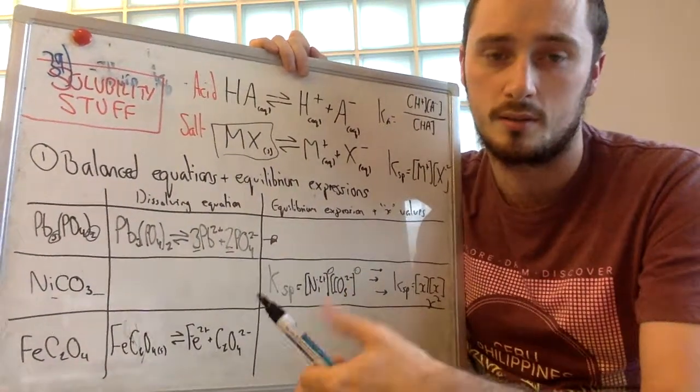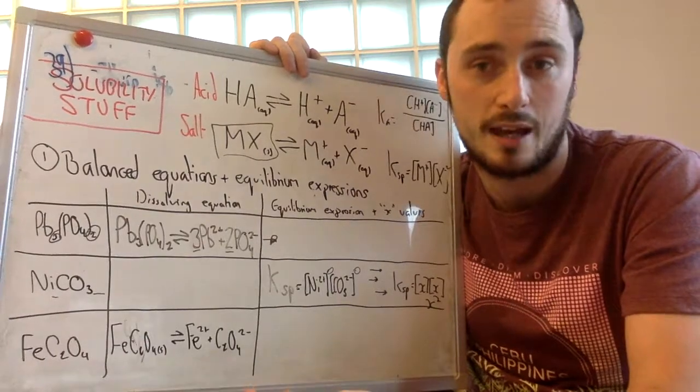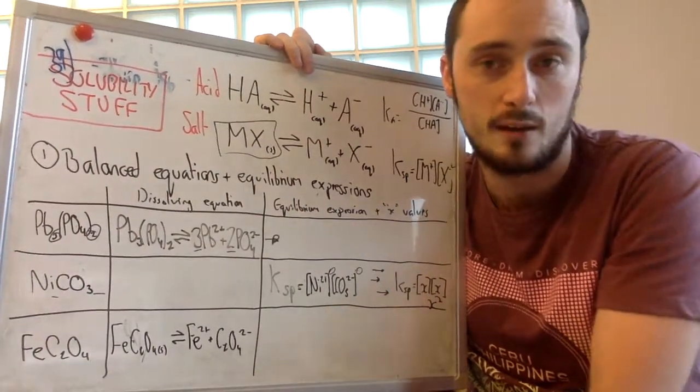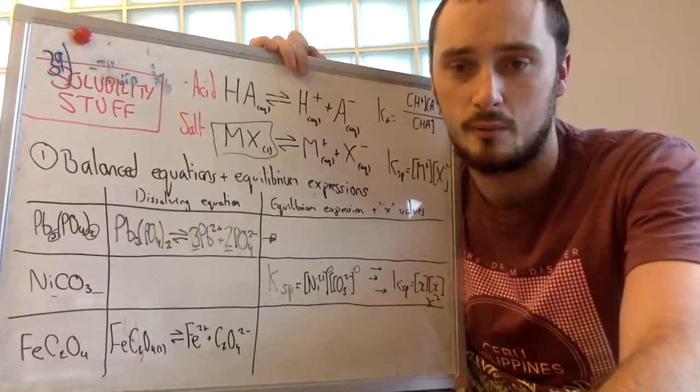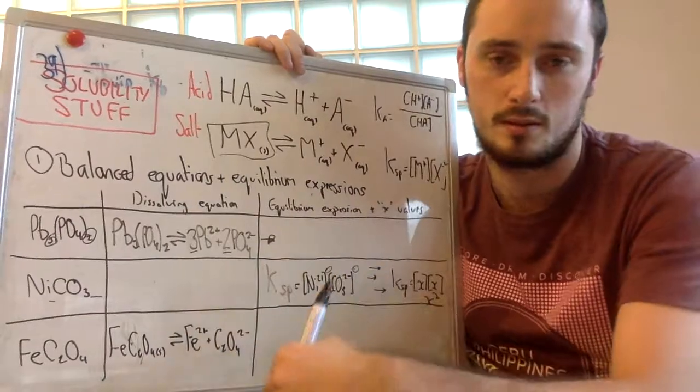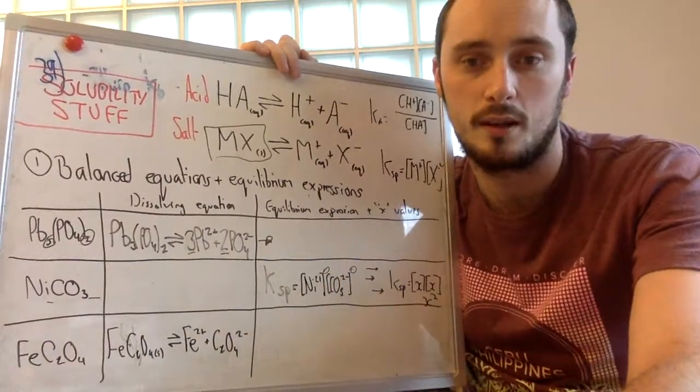So you do end up with some reasonably large powers of x. You might end up with to the power of 3 or 4 or 5. That's nothing to be scared of. You just need to solve it in exactly the same way as you always do. So, balanced equations and equilibrium expressions. This is one big part of solubility products.